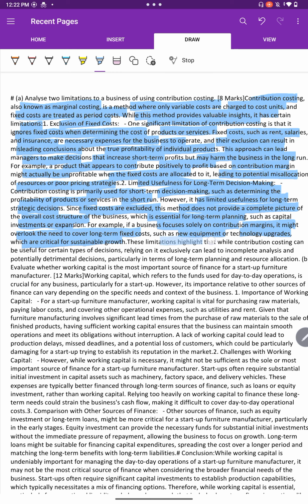These limitations highlight that while contribution costing can be useful for certain types of decisions, relying on it exclusively can lead to incomplete analysis and potentially detrimental decisions, particularly in terms of long-term planning and resource allocation. So these are the two disadvantages of using contribution costing.